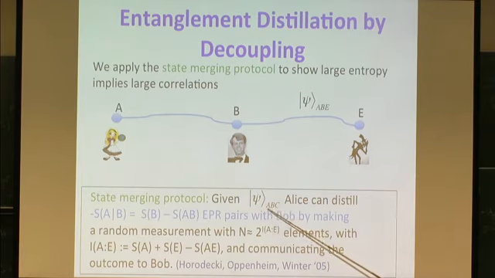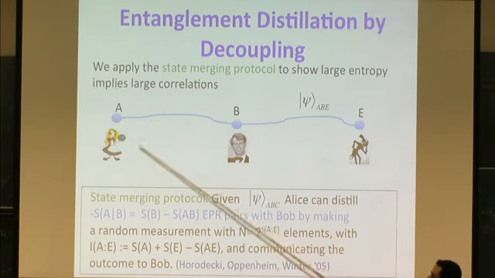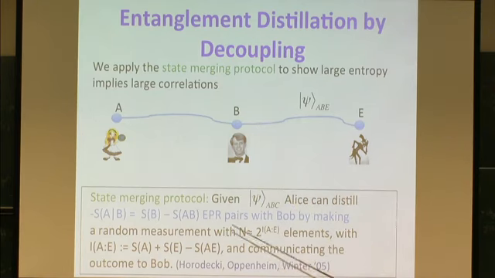Given psi ABE, what the protocol shows is that Alice can distill this number of EPR pairs with Bob: minus the conditional entropy. We call this the coherent information. It's just the entropy of B minus the entropy of AB. If she makes just a random measurement on her system, where she chooses some basis from the Haar measure and measures, just grouping together some of the outcomes, the projective measurement has a number of elements exponential in the mutual information between A and E.